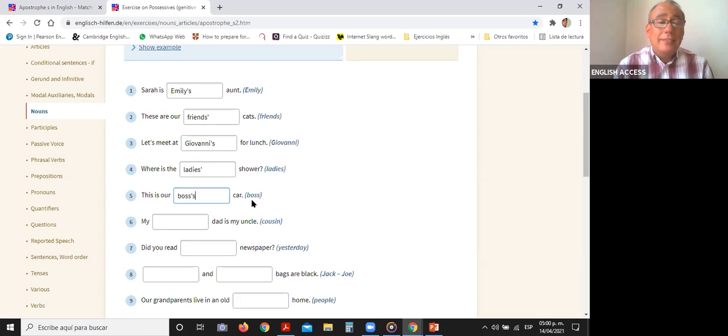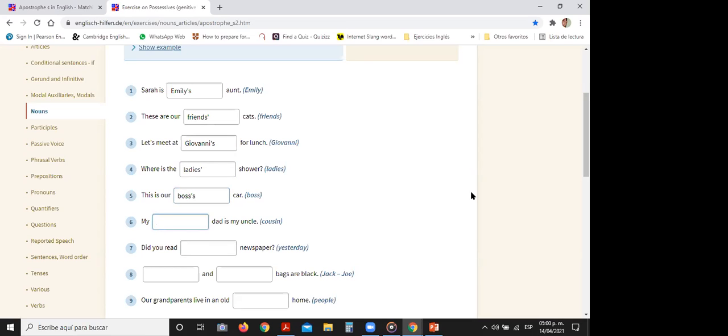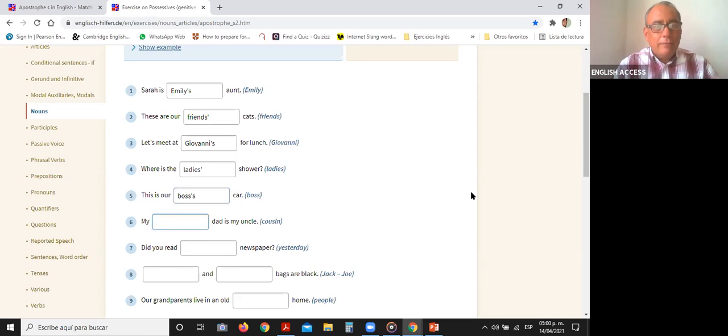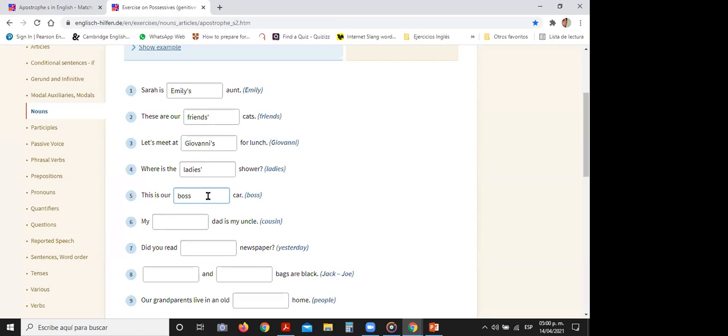Entonces, ¿cómo se traduciría así en conjunto? Es el carro de nuestro jefe. This is our boss's car. Es un solo jefe. Si fuera bosses, que fueran muchos, this is our bosses' car. Es el carro de nuestros jefes. Pero jefes es plural. Ah, ok. In this case, it is singular.